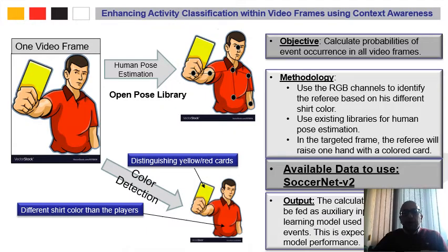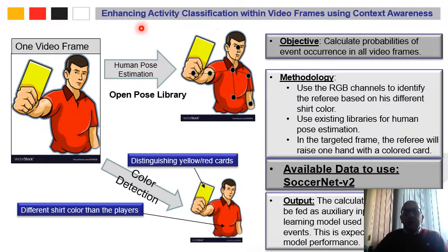The second project is titled Enhancing Activity Classification within Video Frames Using Context Awareness. One of the things we have noticed in the current work of Abdurrahman is that there are some events where the accuracy of the classification is low. For example, the yellow card, sometimes it is not shown in the video itself, sometimes it is not able to detect it from the RGB information that is in the frames. So the current accuracy of the yellow card was at the scale of 50%.